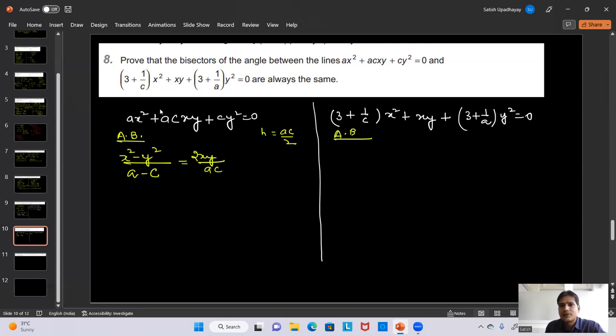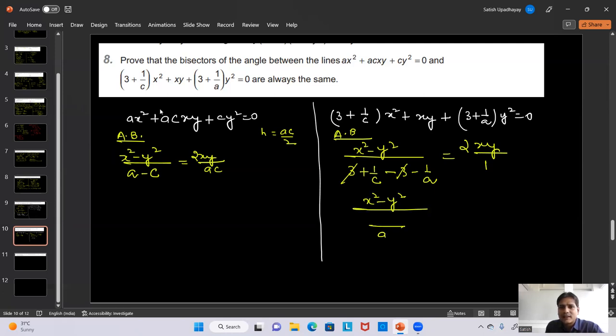Now let's try to find the angle bisector for this. So it will be x square minus y square upon a minus b, that is 3 plus 1 by c, minus coefficient of y square, so minus 3 minus 1 by a, and that will be equal to xy upon h. What is h here? 2h is 1. So h will be 1 by 2. Now this 3 and 3 will get cancelled out.